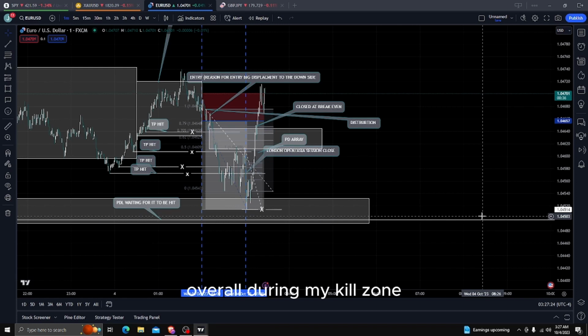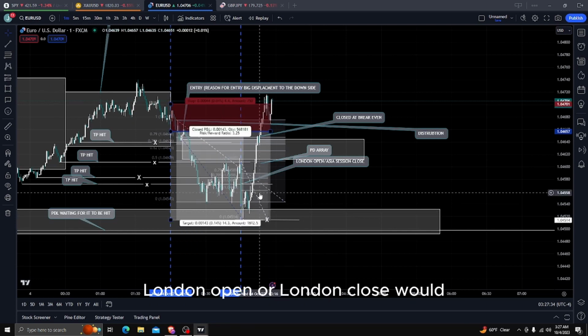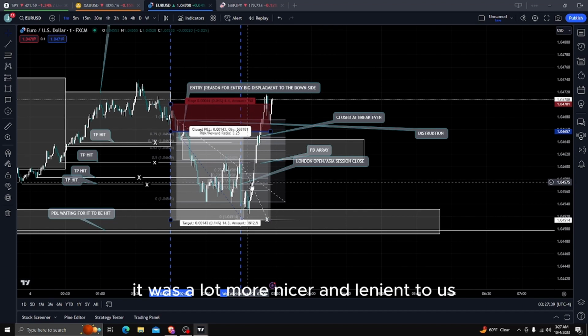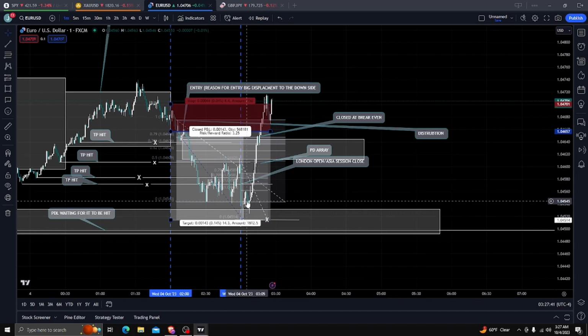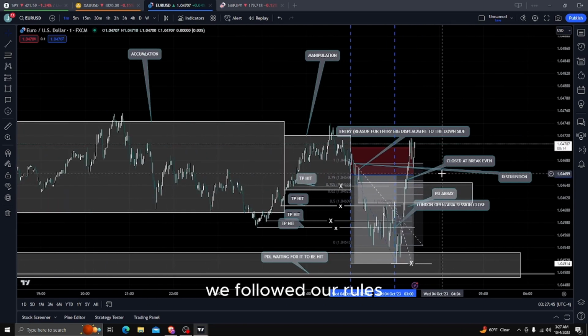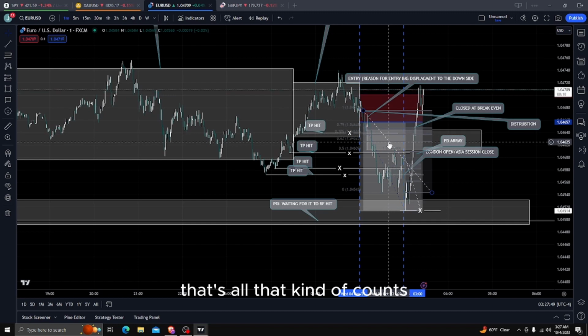Overall, during my kill zone, we were bearish, which is okay. The 2 a.m. was my kill zone, and then you could see during London open and London close, it was a lot nicer and more lenient to us. But in hindsight, not a bad trade. We followed our rules. We stuck with the plan. That's all that kind of counts.